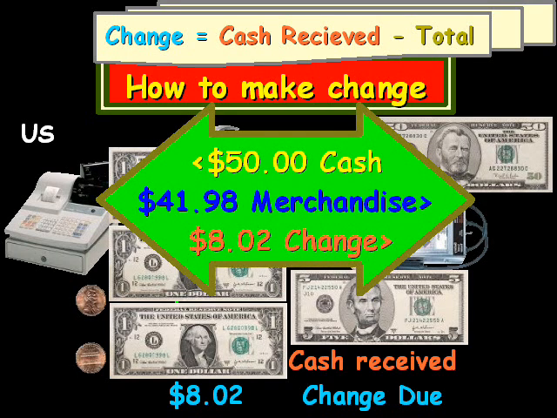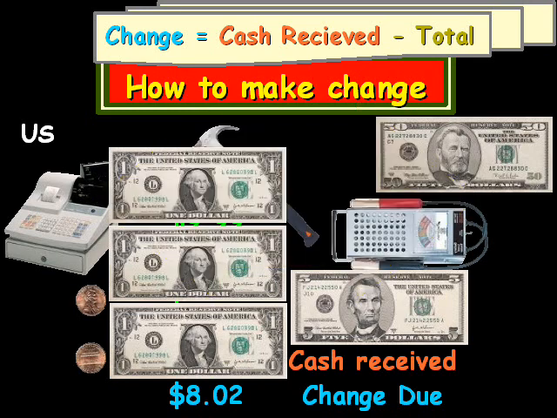We think of the transaction again like this, where the customer gave us $50 in cash, and we have to balance that out in some combination. So we give them a combination of merchandise and change that's going to be equal to the $50 in cash they gave us. In this case, they get $41.98 in merchandise and $8.02 in change. And this wraps up our tutorial on how to make change.